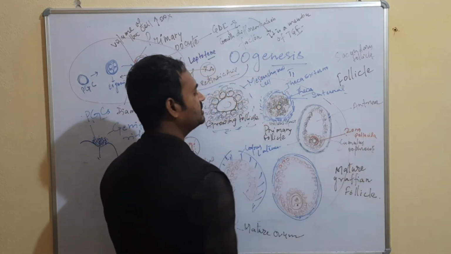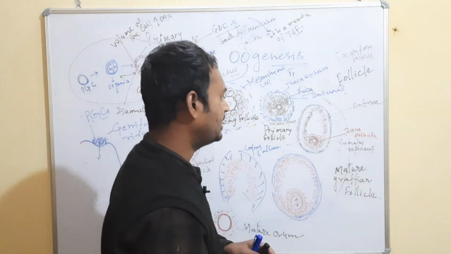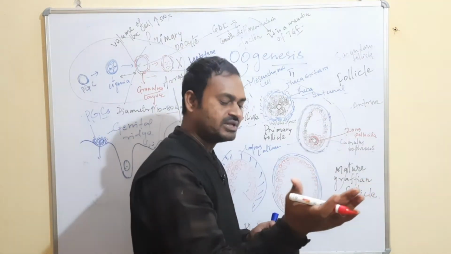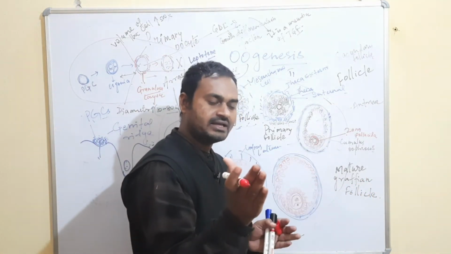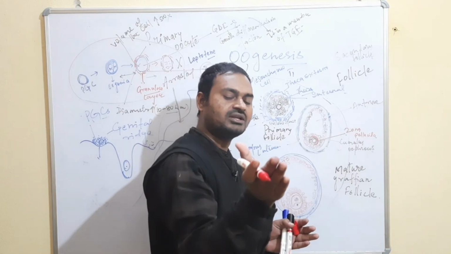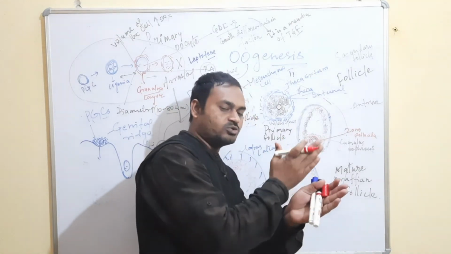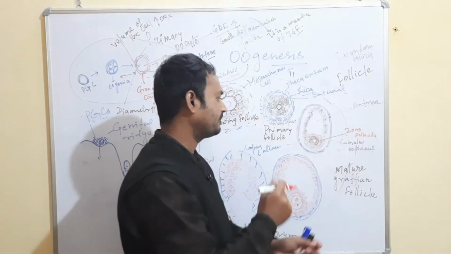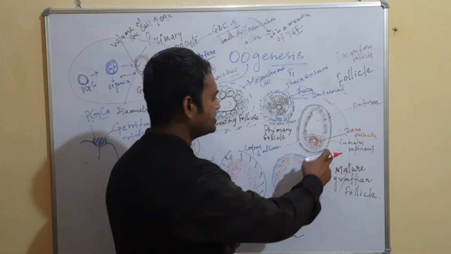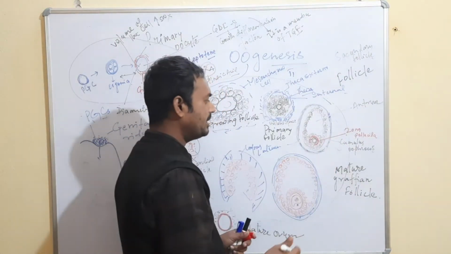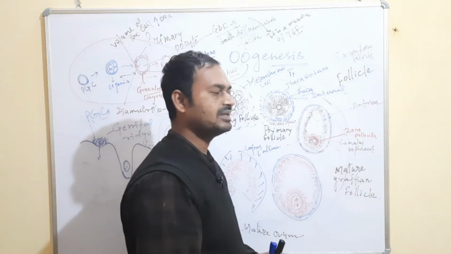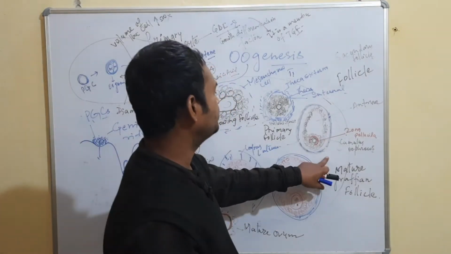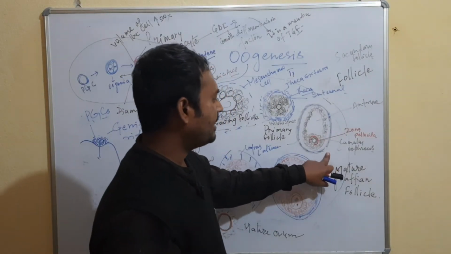Okay, this is called the zona pellucida, and the layer of the zona pellucida will thicken from inside to the outside. This is the most important thing. Now let us understand what will happen after the formation of this complex layer.